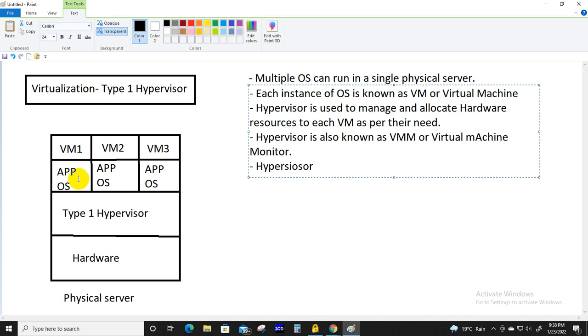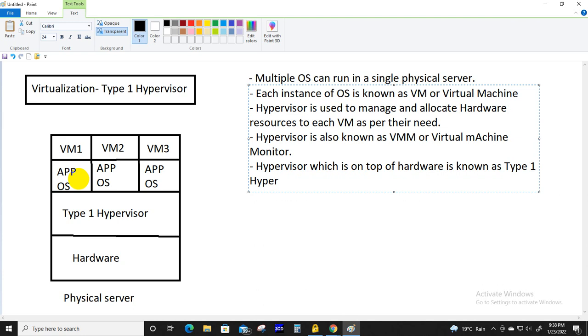The hypervisor which is on top of hardware is known as Type 1 hypervisor. So what is a Type 1 hypervisor? The hypervisor which is on top of hardware. For example, VMware ESXi, Microsoft Hyper-V, etc.